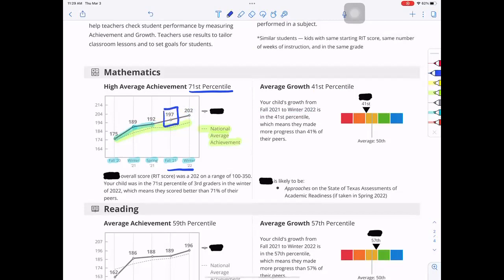So of all the students across the nation that scored 197 on their RIT score for math at the beginning of the year, if we compared all those students and how much growth they made from beginning to middle of year, then this student made growth at the 41st percentile, or more than 41% of their peers. So again, we have the achievement, which is measuring compared to all students. And then we have the growth, which is comparing students to students within their same beginning of the year score and how much growth they made from fall to winter.